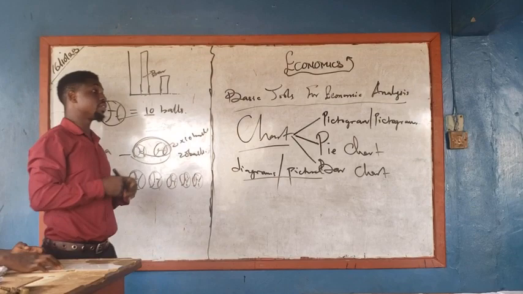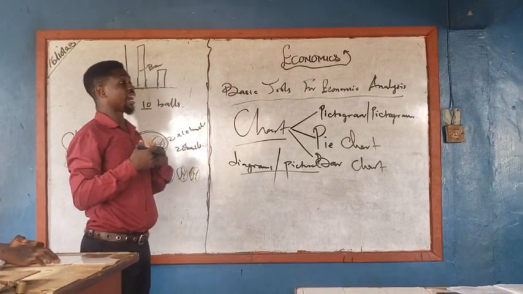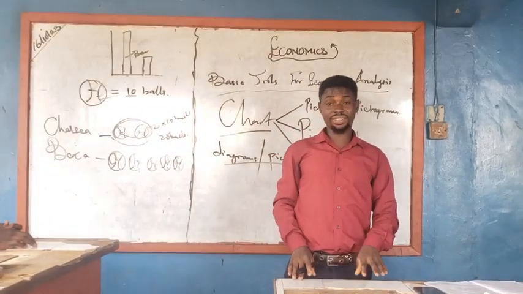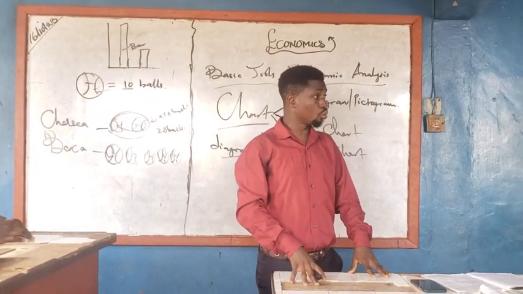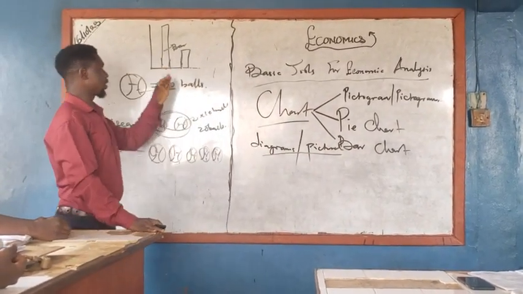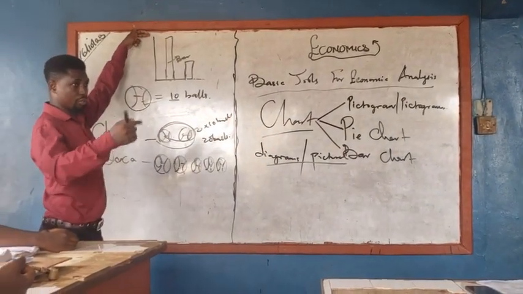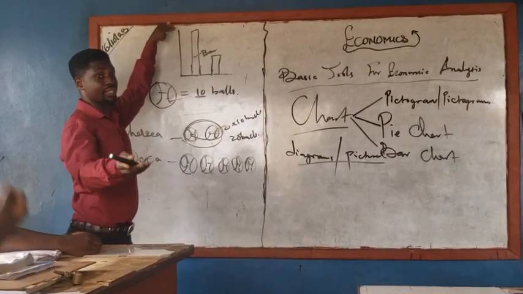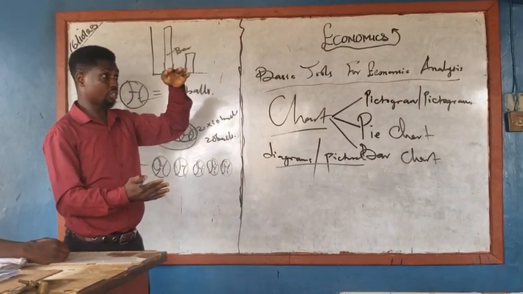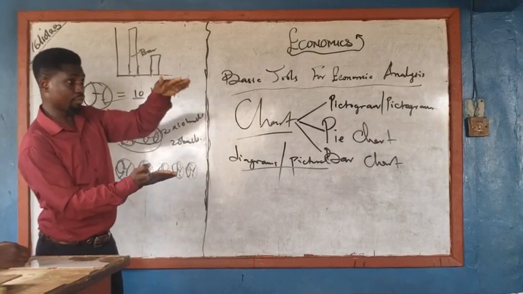Which represents figures or items in your data? Do you understand? Any question on that? So in this place now, if you remember, we talked about frequency. Frequency means the volumes or the amount. You understand? Something like the level.